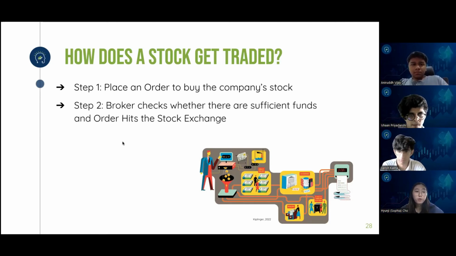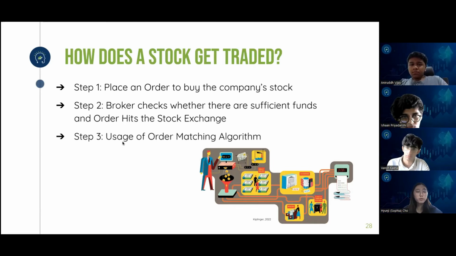before your broker transmits this order to the exchange, they need to check whether you have sufficient money to buy the shares. And so when this is confirmed, the order hits the stock exchange, then the stock exchange, utilizing its order matching algorithm, tries to find a seller who is willing to sell you, for example, 200 shares of Infosys at 2050. And step 3 is the usage of the order matching algorithm.